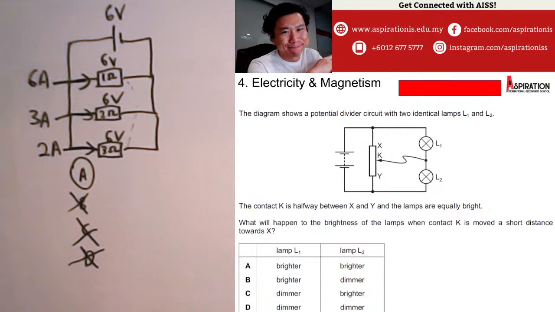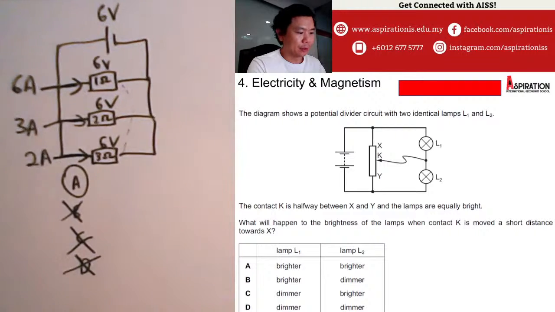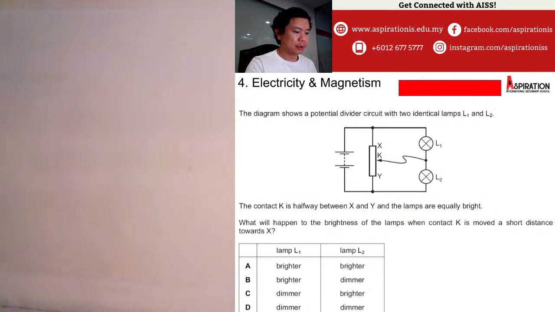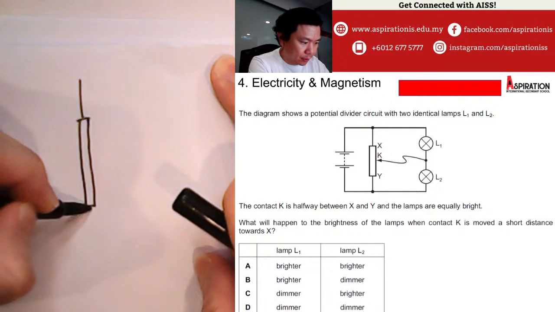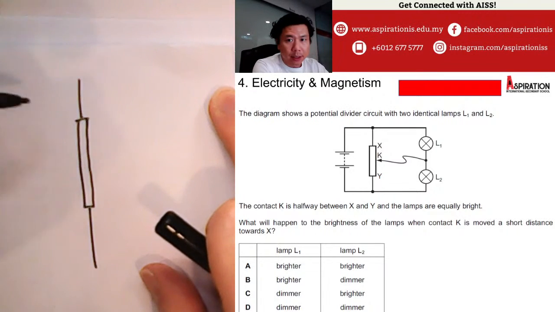This is a tough one. I need you to understand one thing here. So this is a potential divider. Now in a potential divider, you are given this resistor. Now I hope you understand one thing.